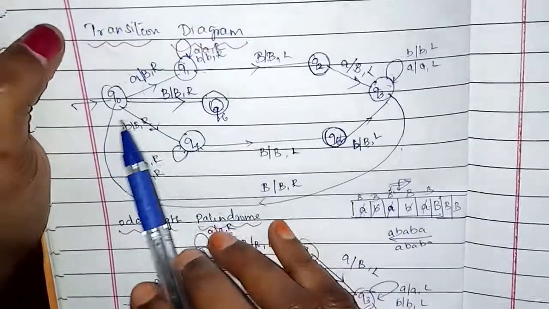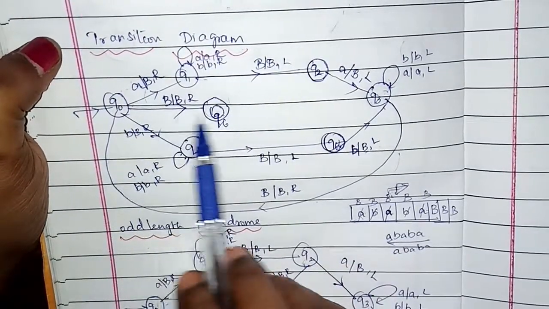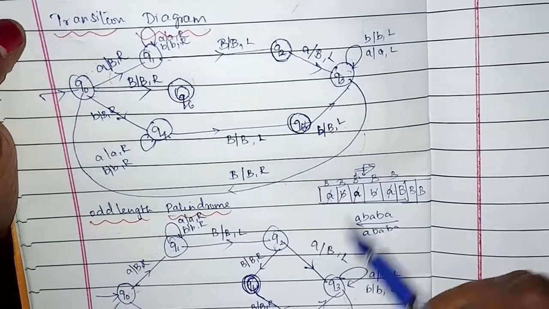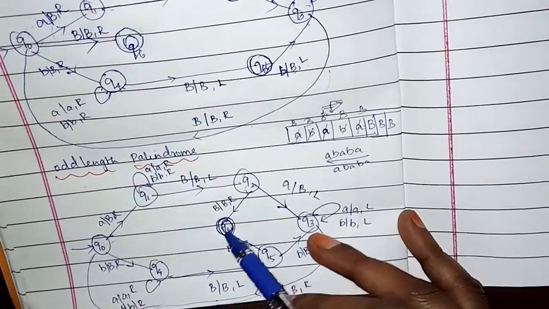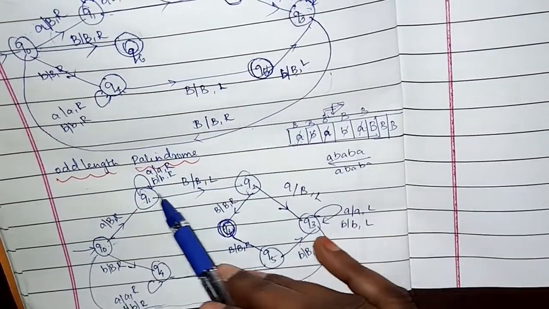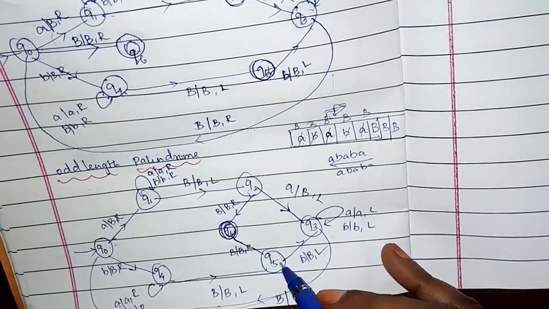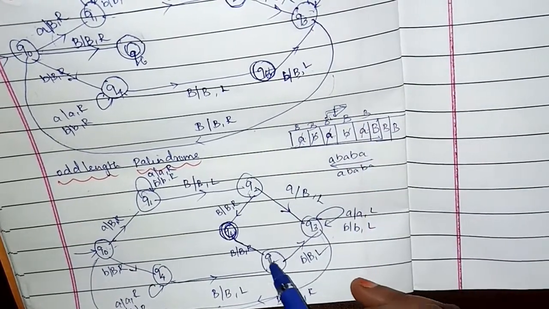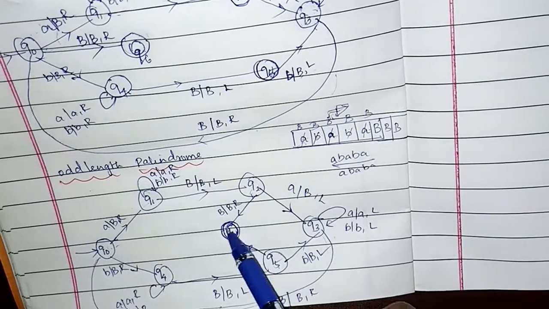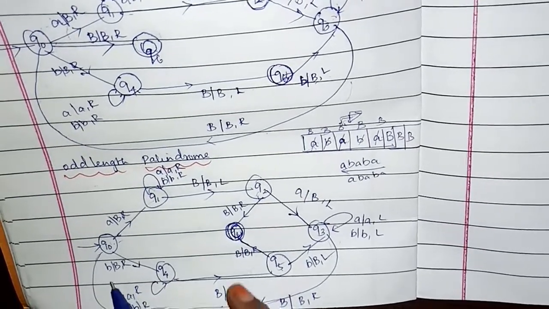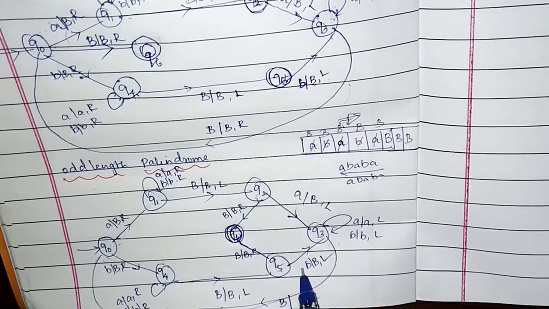So only slight changes. For even length you are going from Q0 to Q6. For odd length you are having Q2 to Q6 for A deletion, and if it is for B, you have to go in this direction, which means Q5. Why? Because B gets cancelled on this path. Okay.